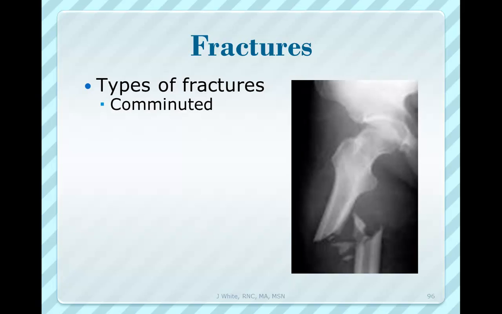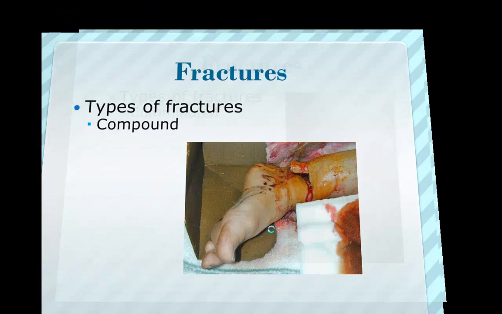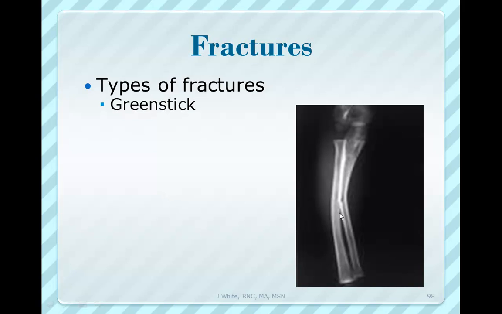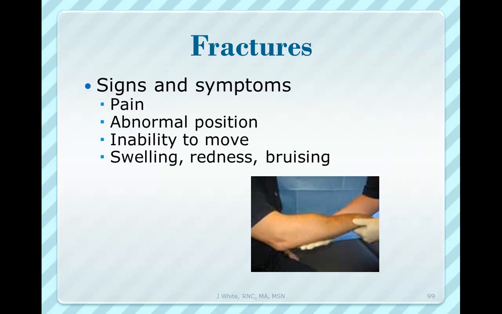Comminuted fracture, this is definitely a femur, and you notice not only do you have the complete separation, but you have little pieces broken off. That's comminuted. Compound fracture, the bone is coming through the skin, therefore a good source of infection. Green stick is what we see in very young children. Just like a green stick or a green twig, when you try to break it, it tends to bend on one side and break on the other. So it's not a complete separation.